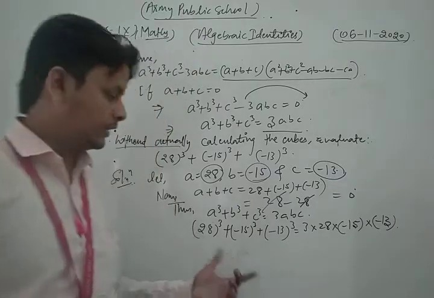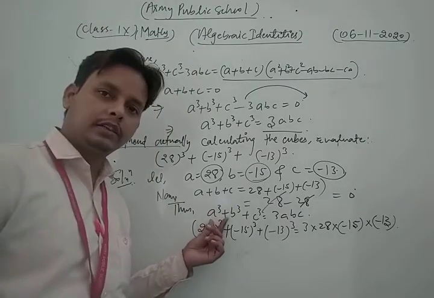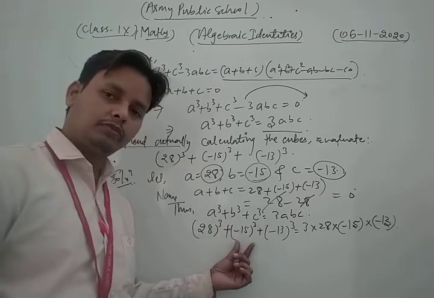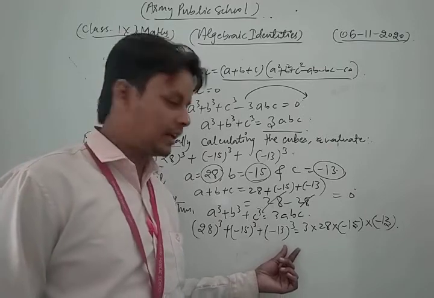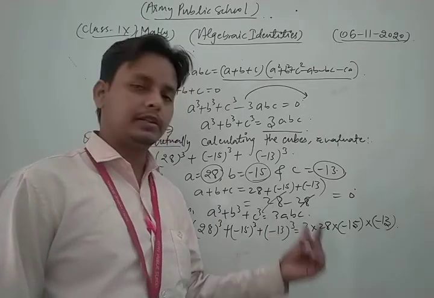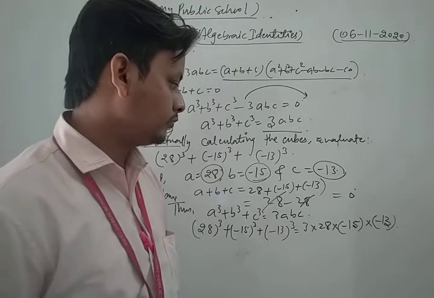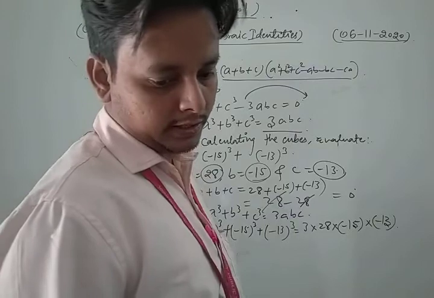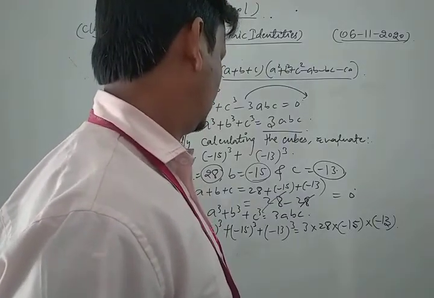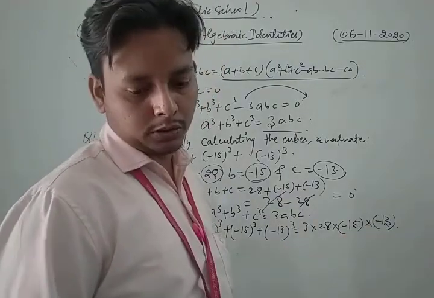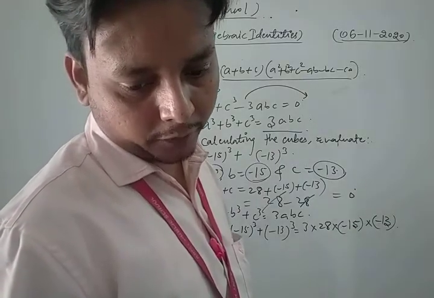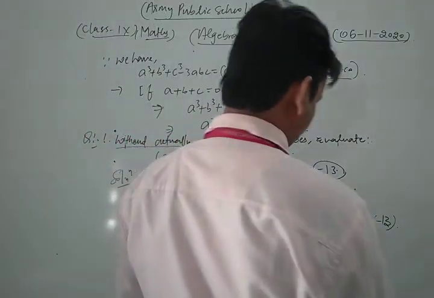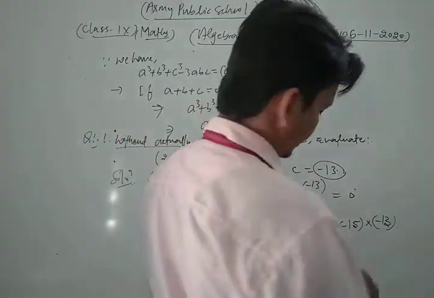Thus, dear students, first of all in that result we put the value of a, b and c. The value of a is 28, the value of b is minus 15, the value of c is minus 13, and this is equal to 3abc. Now after simplifying, look, what is your answer, dear students? This minus is converted into plus, and after solving you get your result as 16,380.